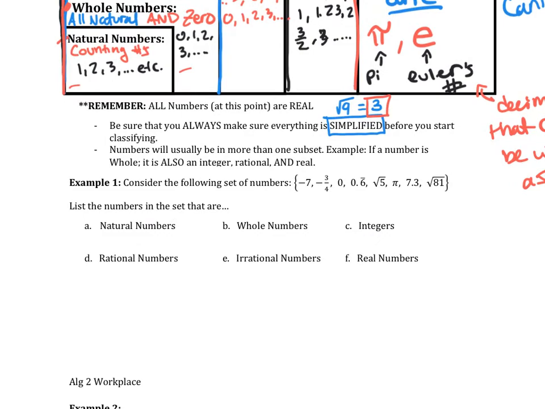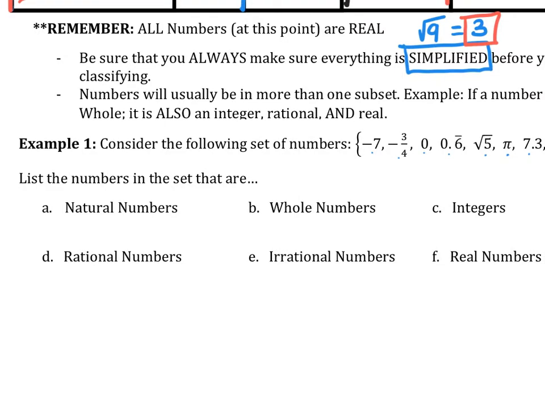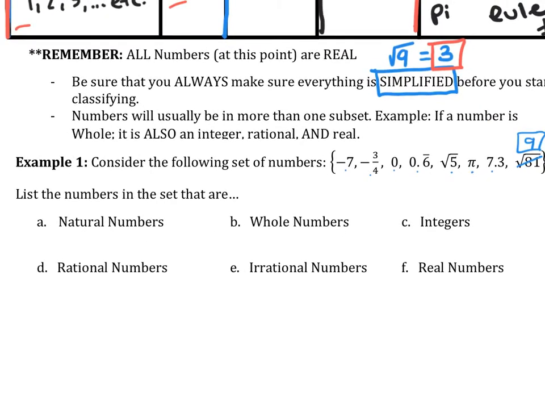Consider the following set of numbers, and we want to list which numbers are in the sets. So first we go through and make sure everything is simplified as much as possible. So -7 is good, -3/4 is good, 0 is good, .6 repeating is good. The square root of 81 is equal to 9. So we treat it as a 9. We'll still write it as square root of 81 when we're putting it in the sets, but we treat it as 9. So natural numbers are the counting numbers, so starting with 1, 2, 3, 4, 5, and so on.